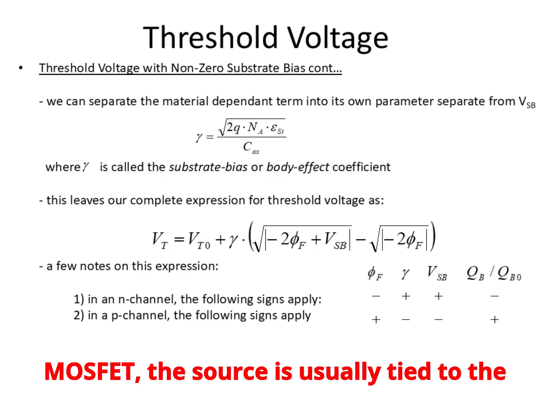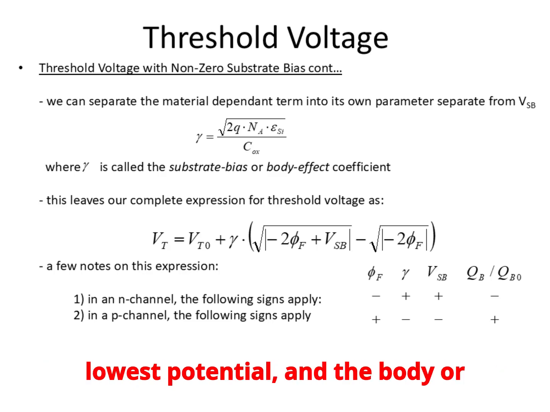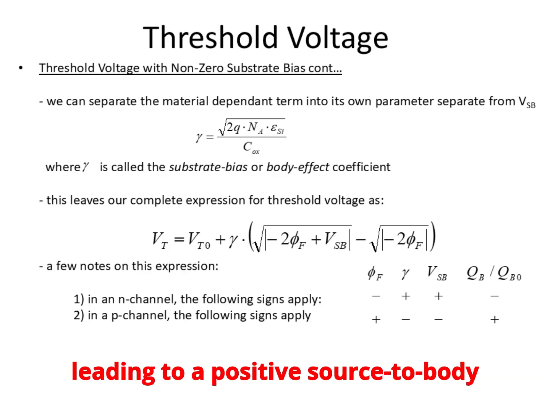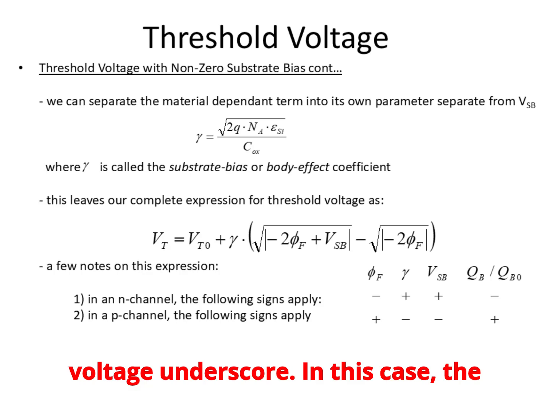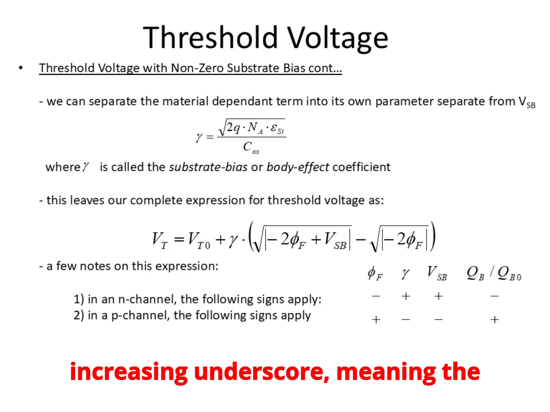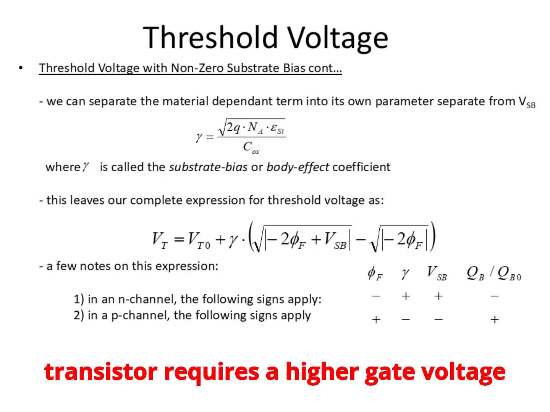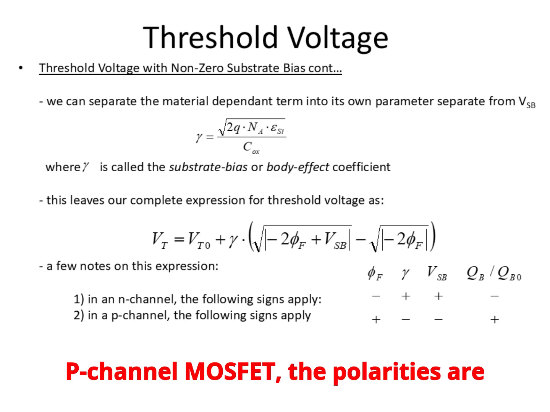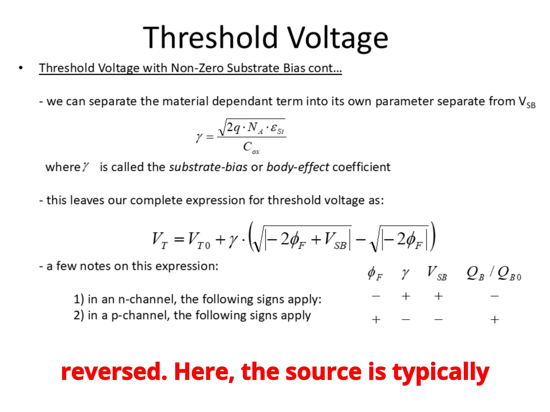For an N-channel MOSFET, the source is usually tied to the lowest potential, and the body or substrate is at a higher potential, leading to a positive source-to-body voltage, V_SB. In this case, the threshold voltage increases with increasing V_SB, meaning the transistor requires a higher gate voltage to turn on. On the other hand, in a P-channel MOSFET, the polarities are reversed.